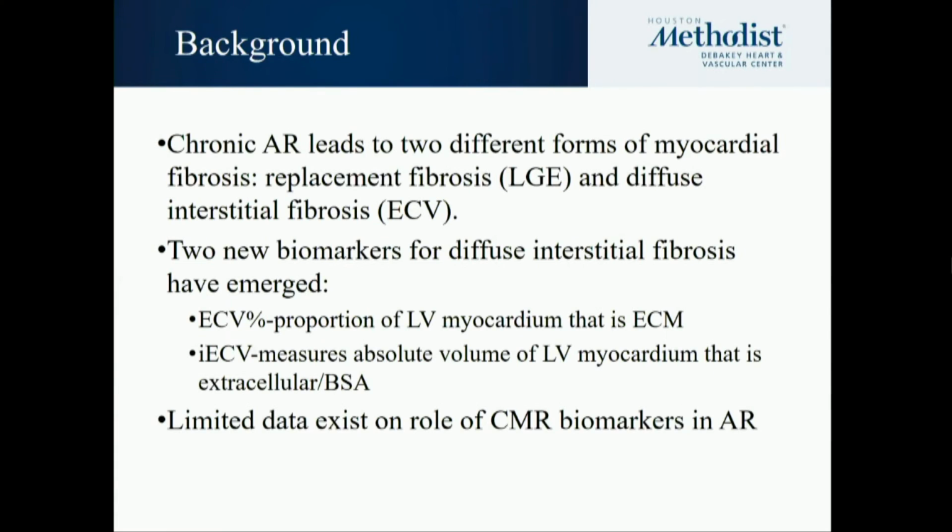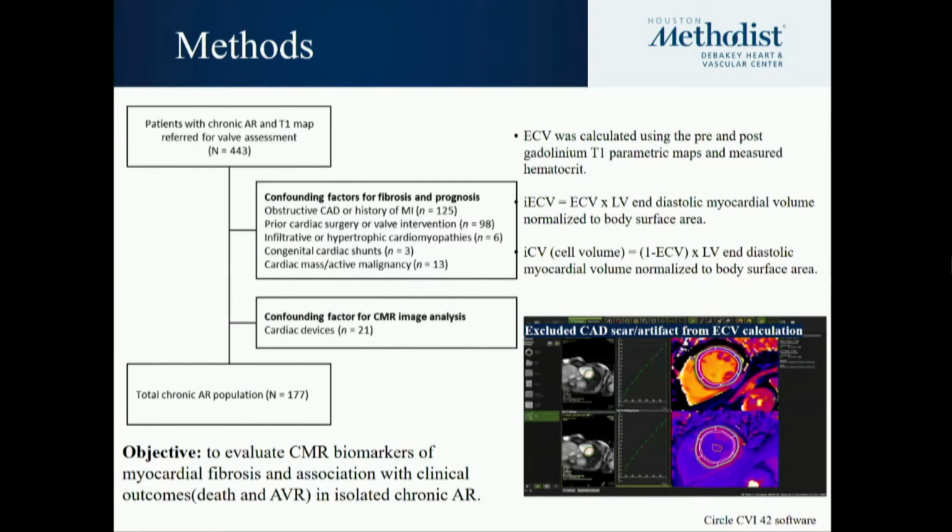So the background for our study was we looked at chronic AR patients. We know that it leads to 2 forms of fibrosis. And we know that there are 2 new biomarkers, ECV and indexed ECV, and that there's limited data on the role of these biomarkers in aortic regurgitation. So we went on to perform the study. Our objective was to evaluate CMR biomarkers for myocardial fibrosis in association with clinical outcomes in this population.